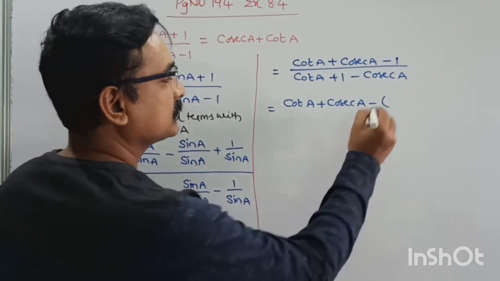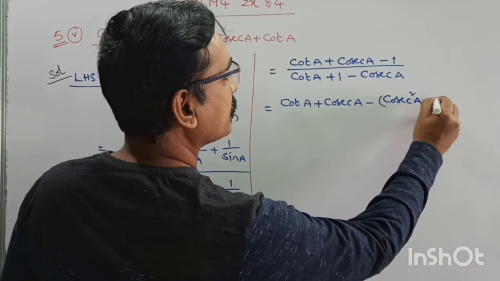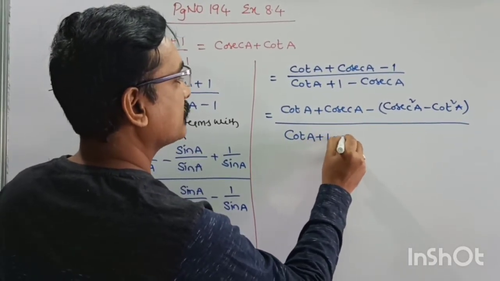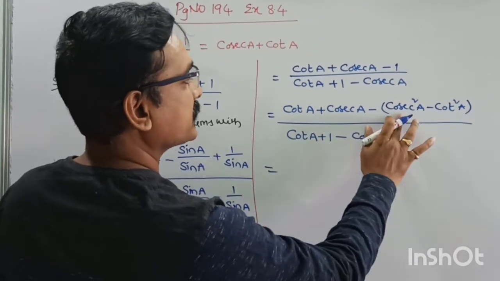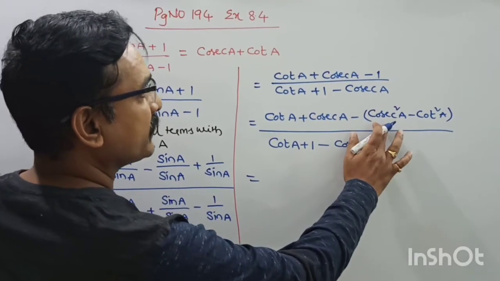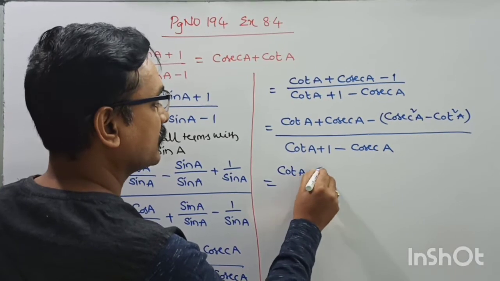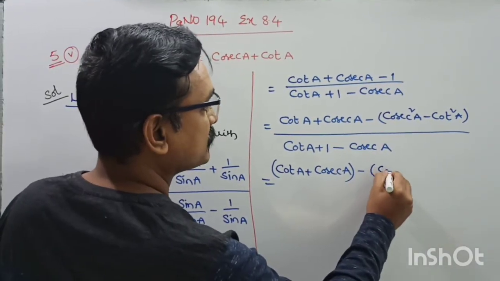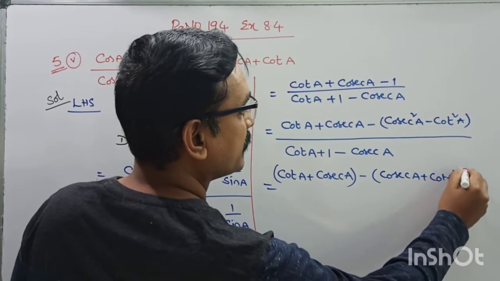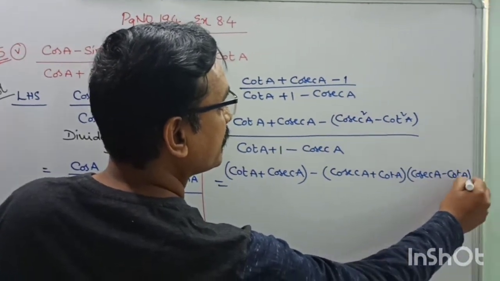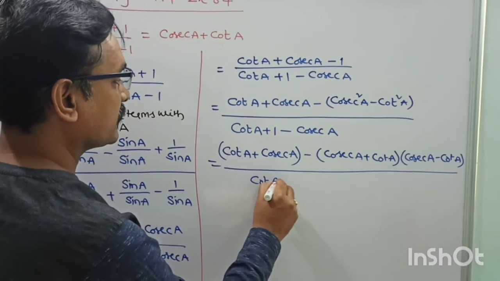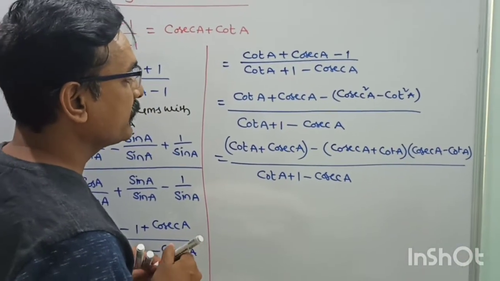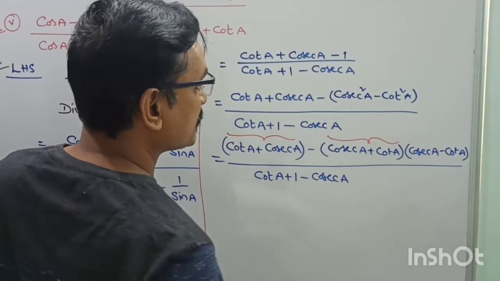In the numerator, cot A plus cosecant A minus 1, instead of 1 we replace it with cosecant square A minus cot square A, over cot A plus 1 minus cosecant A. Now it is in the form of a square minus b square, cosecant square A minus cot square A. We can write cot A plus cosecant A into (cosecant A minus cot A), since it is in the form of a square minus b square, over cot A plus 1 minus cosecant A.